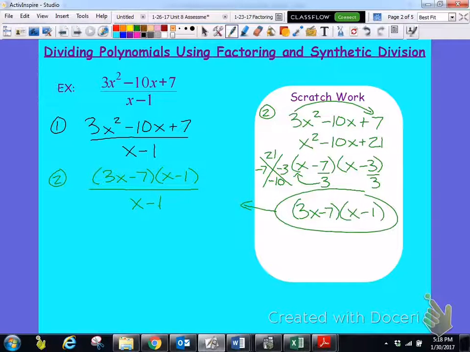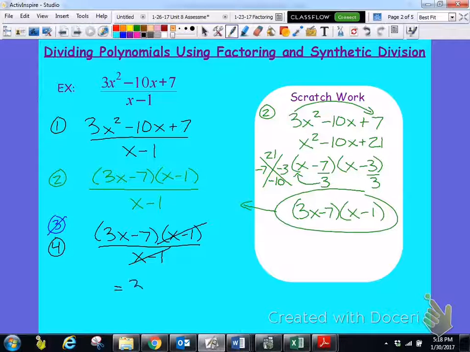well. Now step 3, in class we factored the denominator as well, but in this specific problem we don't have to. So we're going to skip step 3 and we're going to go to step 4. I'm going to go ahead and rewrite my problem again. 3x minus 7 times x minus 1 divided by x minus 1. And I'm going to simplify it by canceling out anything that repeats. So x minus 1 divided by x minus 1 equals 1. So they cancel each other out, and I'm left with just 3x minus 7.